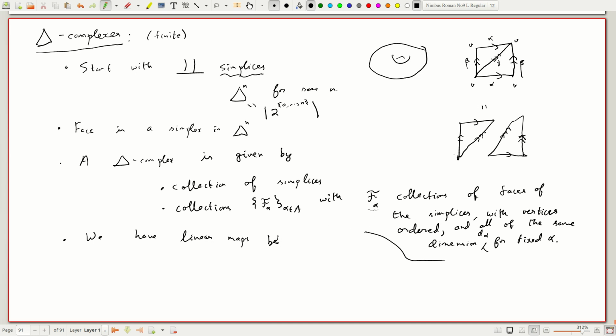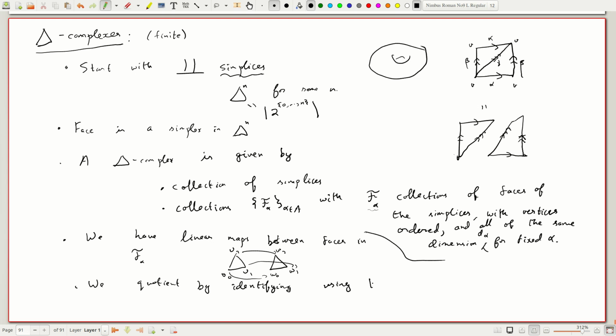So we have linear maps between faces in F_alpha. Why is that? Because as soon as I have two simplices and I have ordered their vertices, so this is V0, V1, V2, and this is W0, W1, W2, you immediately have a canonical linear map sending the first one to the first one, the second one to the second one, the third one to the third one. So we have linear orders, we get linear maps, and we quotient by identifying using these. Okay, this is a semi-formal definition of what a delta complex is.